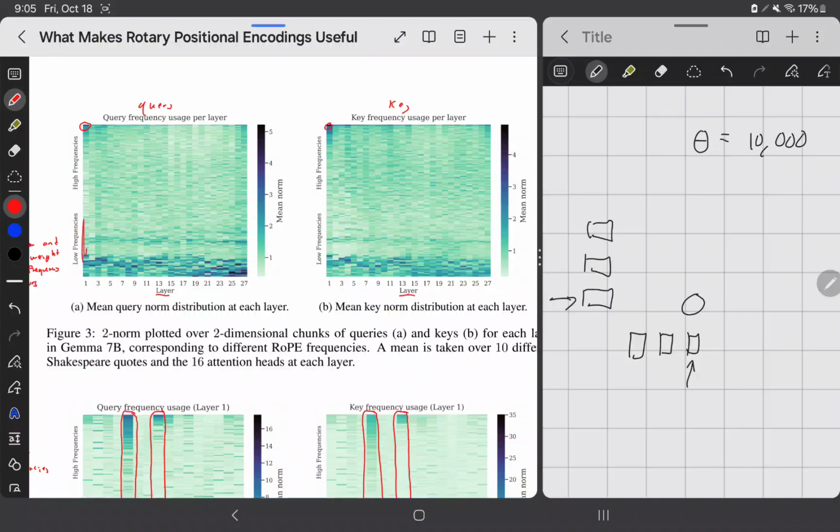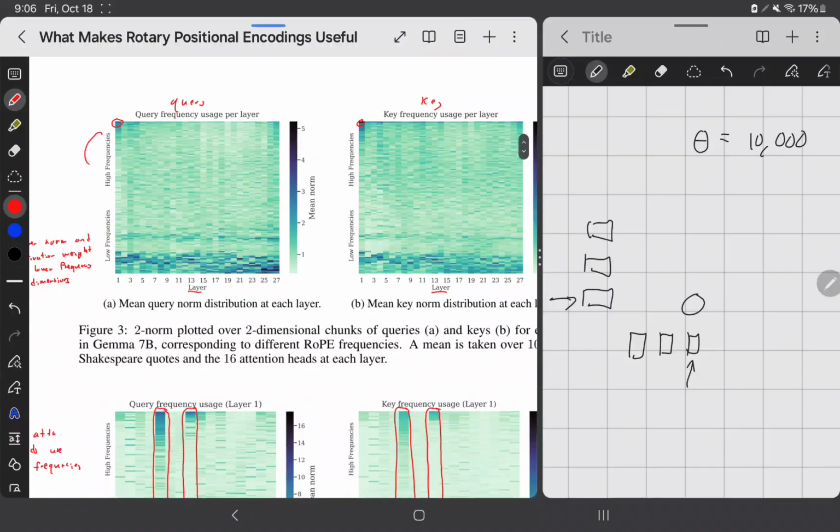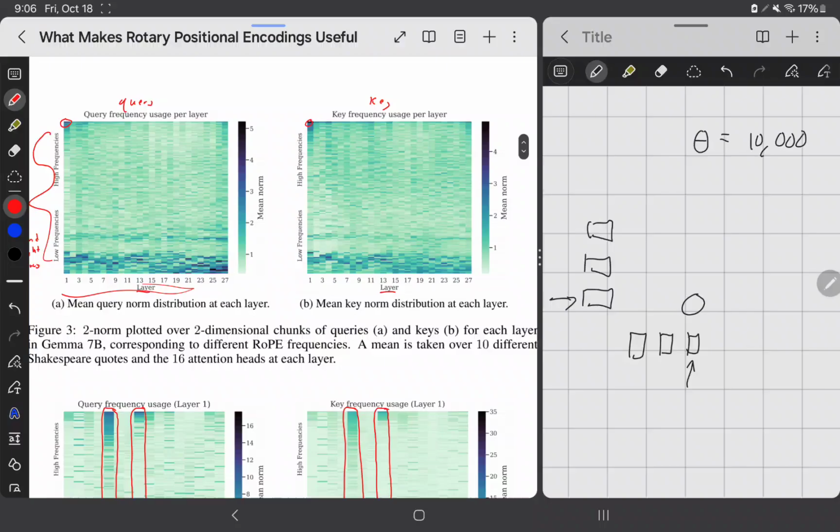So they look at the low frequencies and the high frequencies. This is just our dimension here. And this is every other layer in the Gemma model. And this is what they notice. The frequencies that are used most are these low frequencies here, for almost every layer. And none of the high frequencies are used. So this would be like theta equal to 1, and this would be like theta equal to 1 over 10,000.